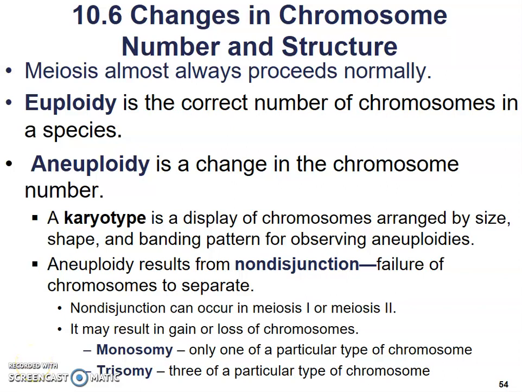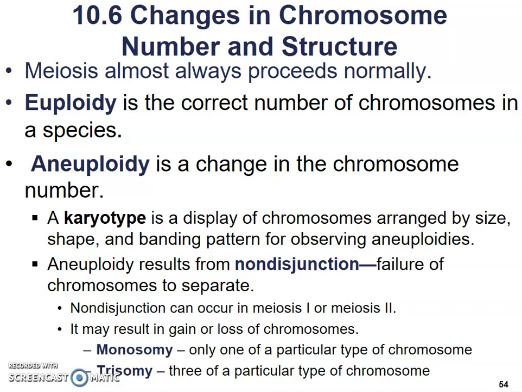Hi guys, last section of the chapter, changes in chromosome number and structure. Remember, meiosis almost always proceeds normally. Euploidy is the correct number of chromosomes in a species, and aneuploidy is a change in the chromosome number. A karyotype is a display of chromosomes arranged by size, shape, and banding pattern for observing aneuploidies.